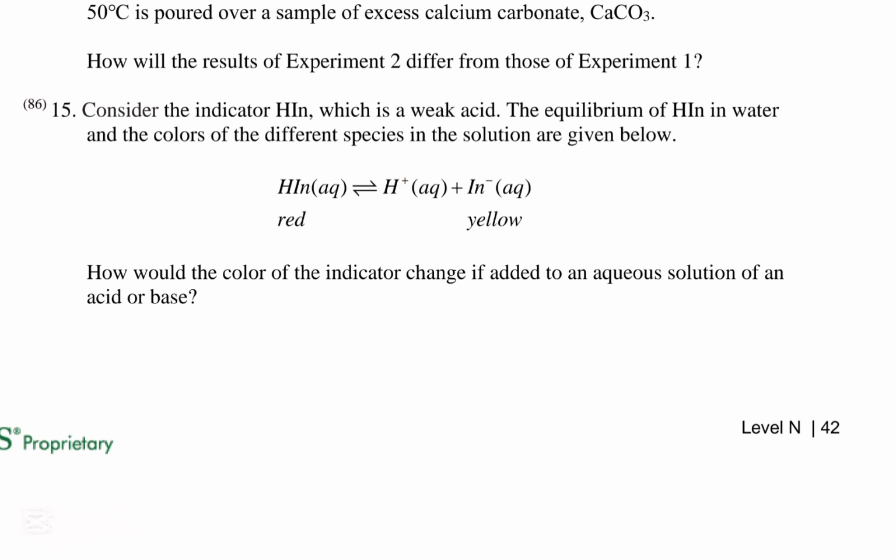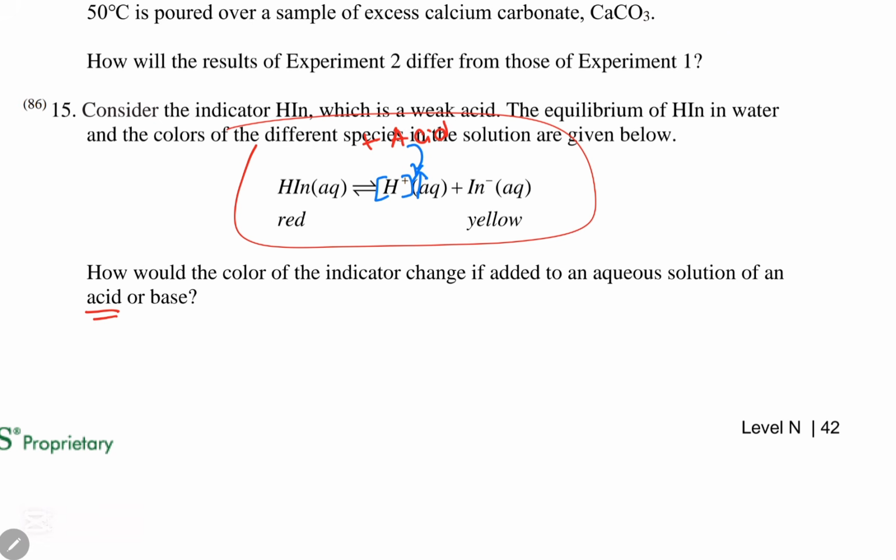What does it say? It says consider the indicator below HIN, which is a weak acid. The equilibrium of HIN in water and the colors of the different species in the solution are given below. How would the color of the indicator change if added to an aqueous solution of an acid or base? So you need to think of it like this. If I added an acid, what does an acid do? Let's say this is like my box. I have this reaction occurring and I added an acid. What does an acid do? My acid is a proton donor, so it would increase the concentration of H+.